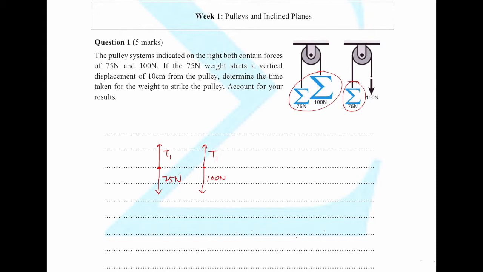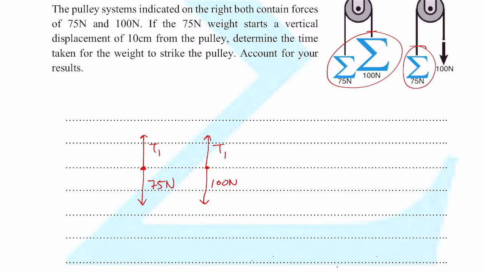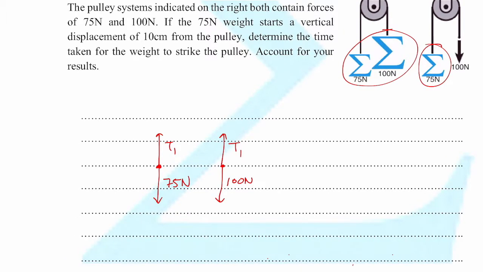Now we consider expressions for the forces acting on either free body diagram. Looking at the left hand side, we're expecting it to accelerate up. So it'd be fair to say that T1 minus 75 is going to be M1A, where M1 is the mass associated with the 75 Newton sigma.